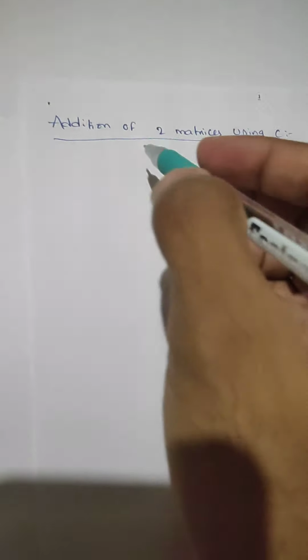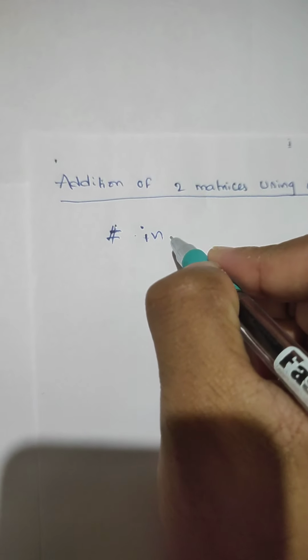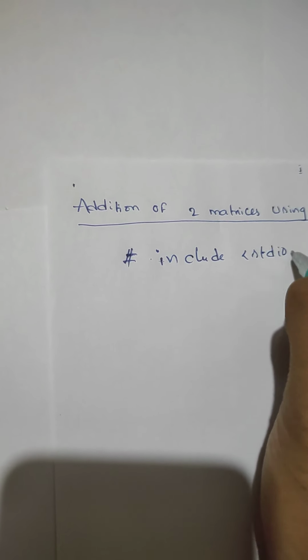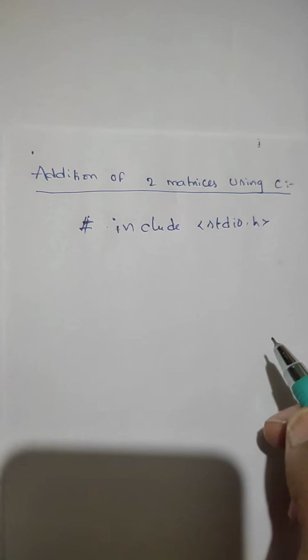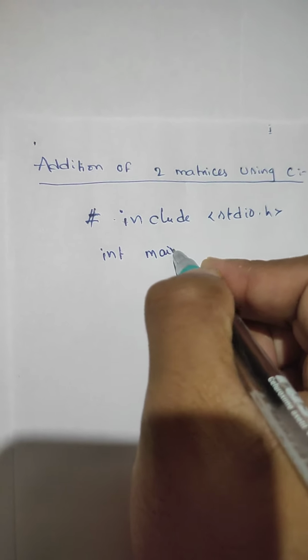So good afternoon students. Today we are going to discuss addition of two matrices using C. So how to write the code for this? First write down the header files. So #include <stdio.h>. Next take the main function, int main.